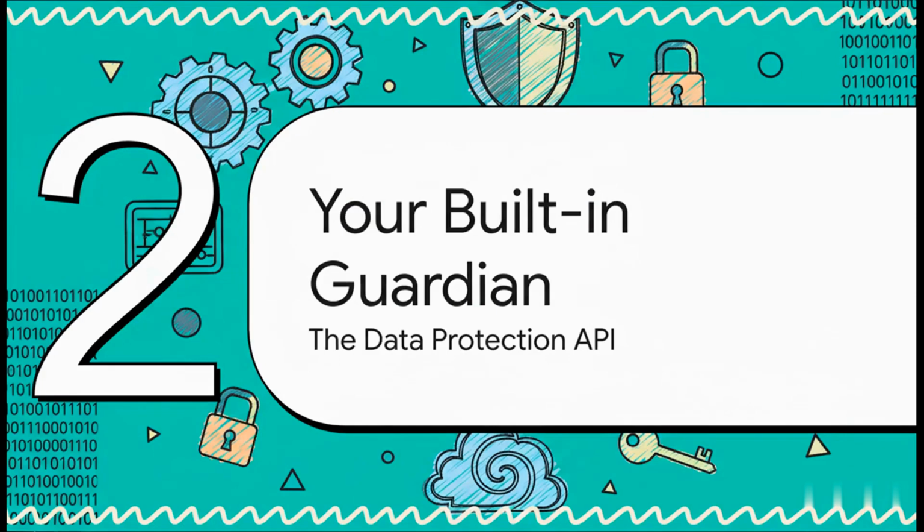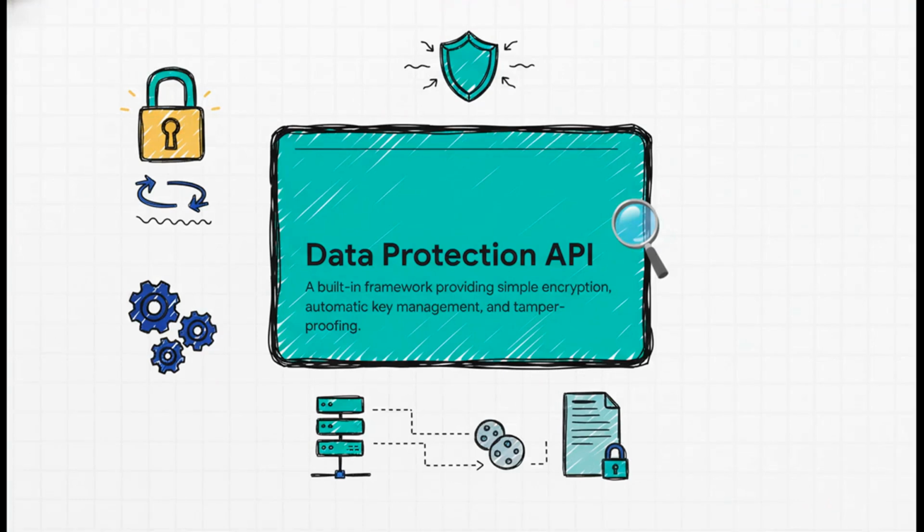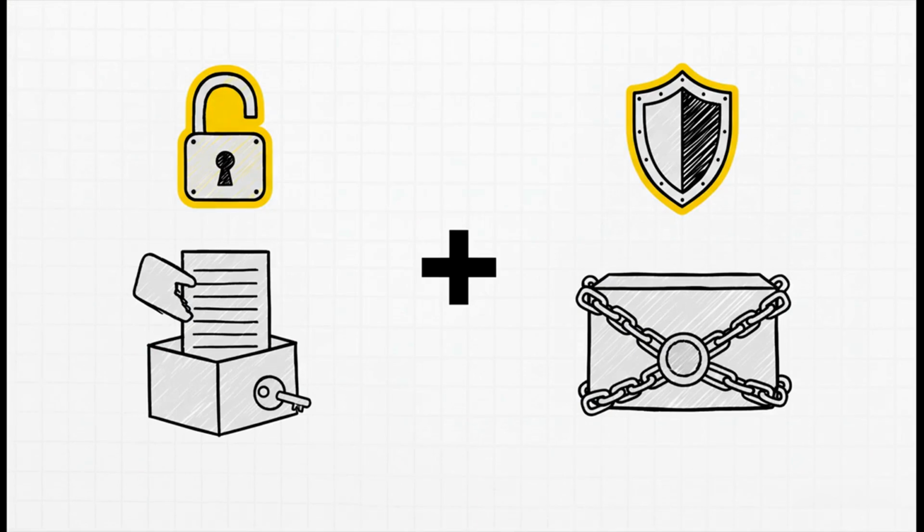But here's the great news. You don't have to do any of that. ASP.NET Core already has a built-in guardian that's designed to handle all of this complexity for you right out of the box. At its core, the Data Protection API is basically like a super secure locker. You just hand it your data and it takes care of everything else for you. We're talking encryption, key management, making sure it's tamper-proof, the whole shebang. It just works. And it is absolutely secure by default.